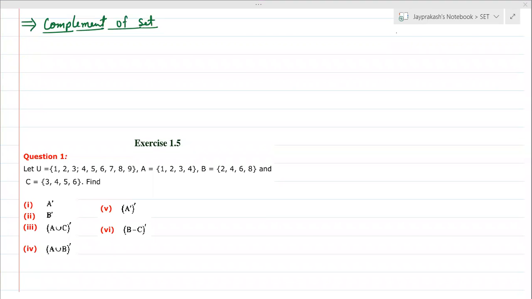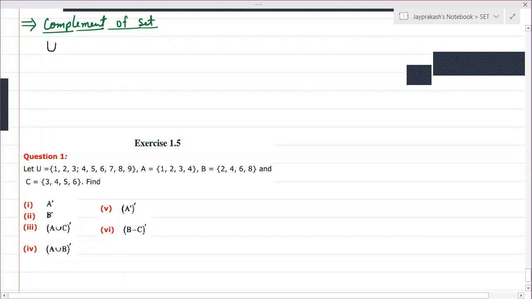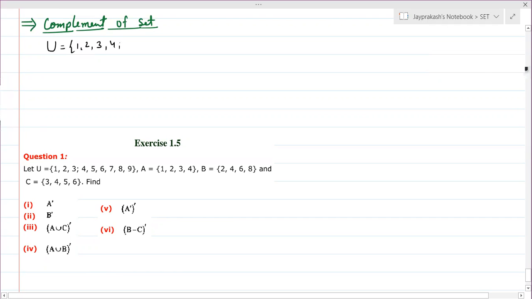So today's topic is complement of a set. Before the complement of a set, we should know the universal set. In an earlier topic, we have already studied that the universal set is denoted by U. That is the set of elements which contains all the elements, or more than the given elements, of the sets.